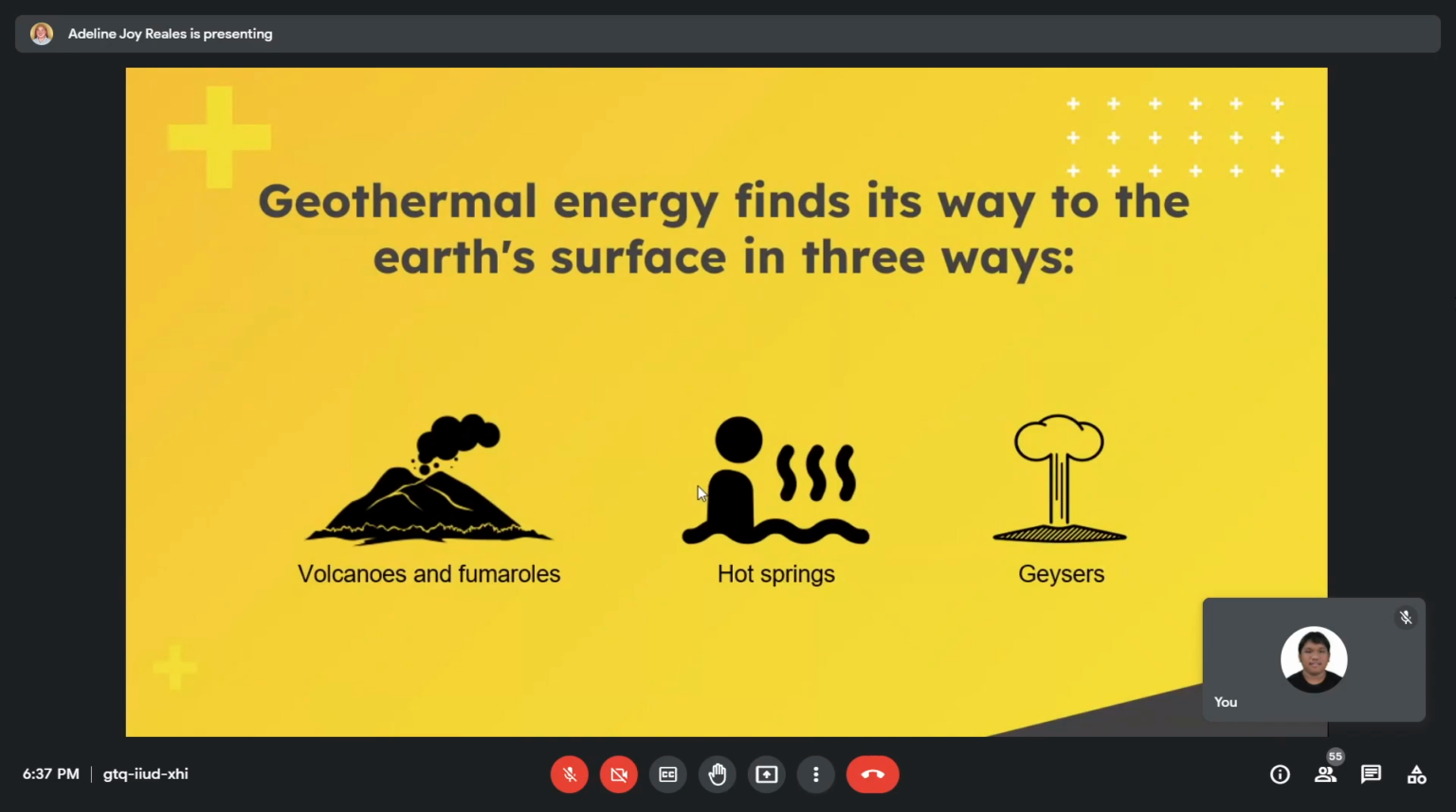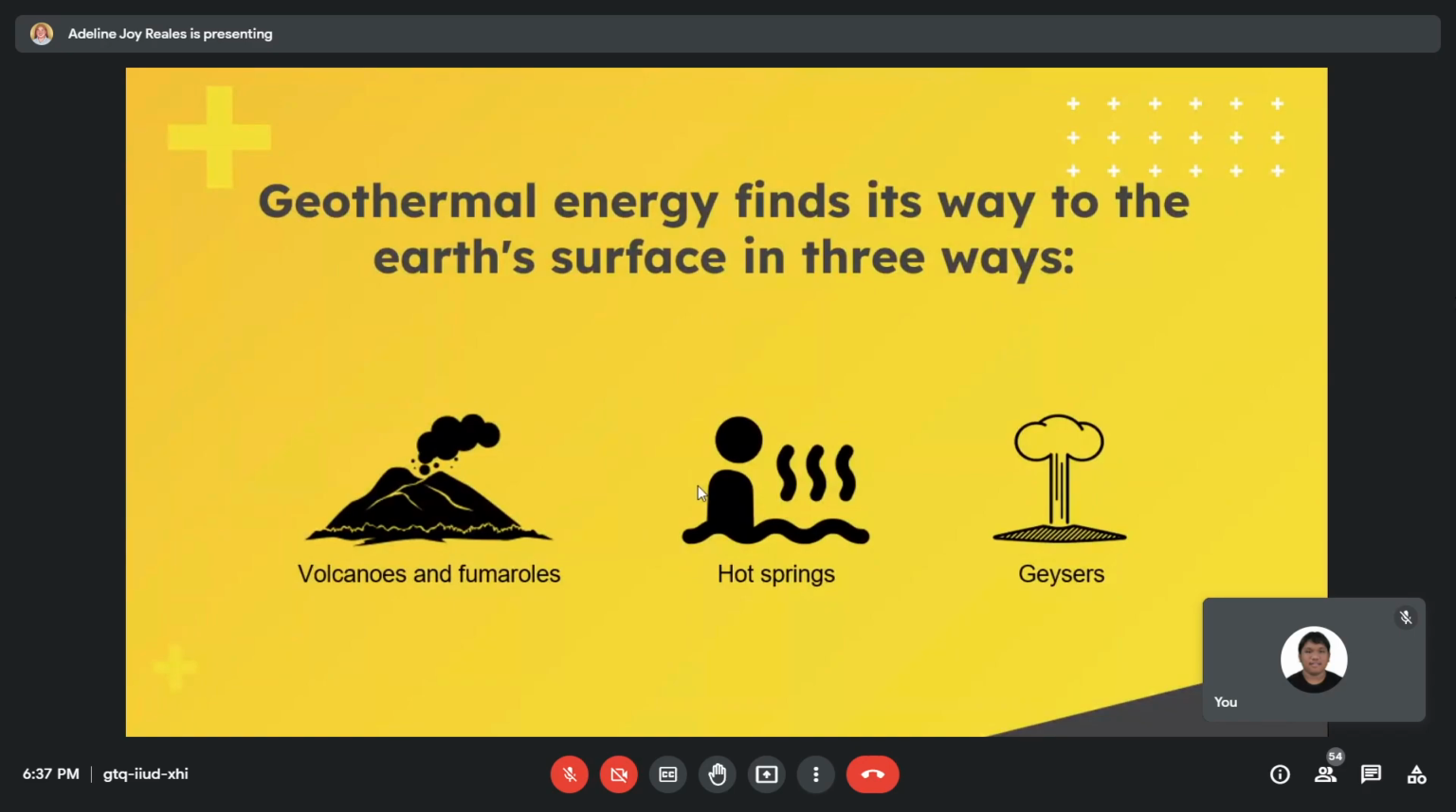So, geothermal energy finds its way to the Earth's surface in three ways. First are the volcanoes and fumaroles. Next are hot springs, and third are the geysers. These underground reservoirs of steam and hot water can be tapped to generate electricity or heat and cool buildings directly. These geothermal reservoirs are naturally occurring areas of hydrothermal resources.